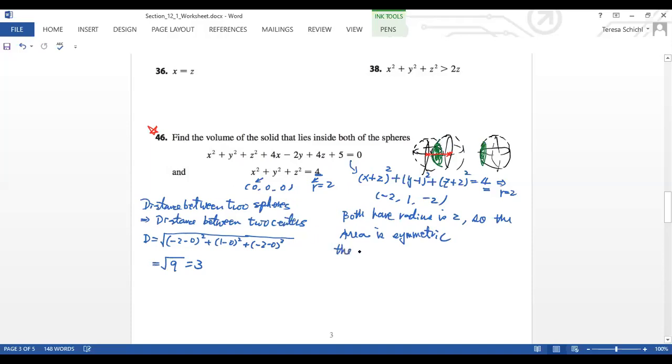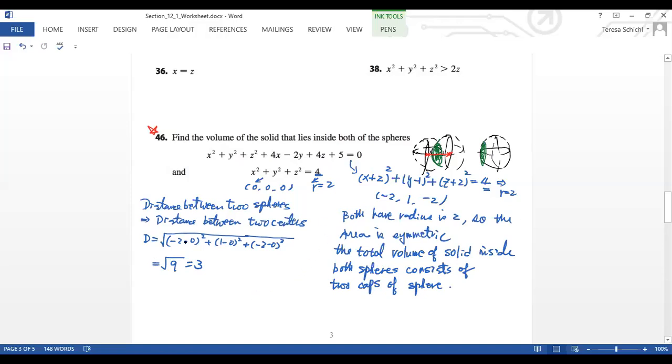So the total volume of the solid inside both spheres consists of the two caps of the spheres.